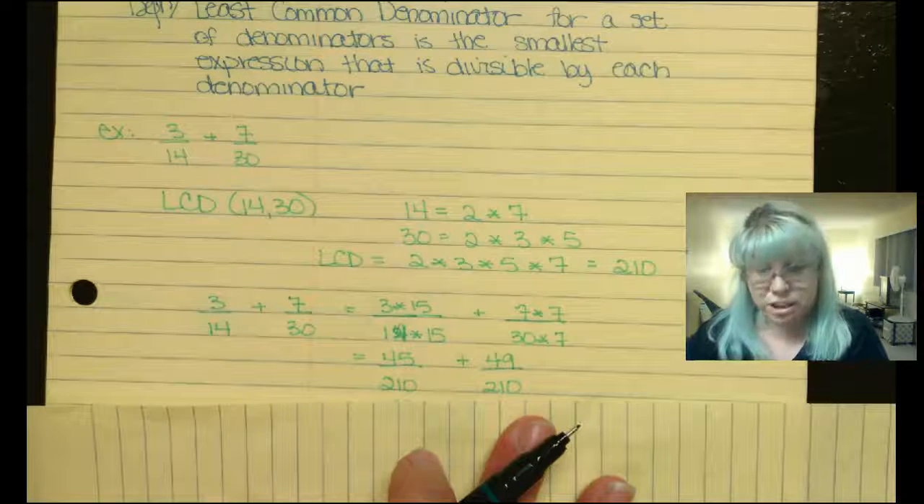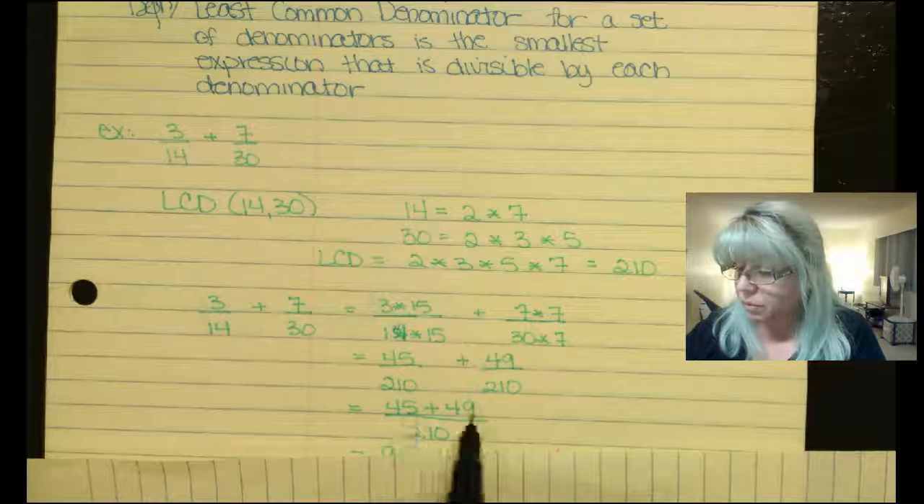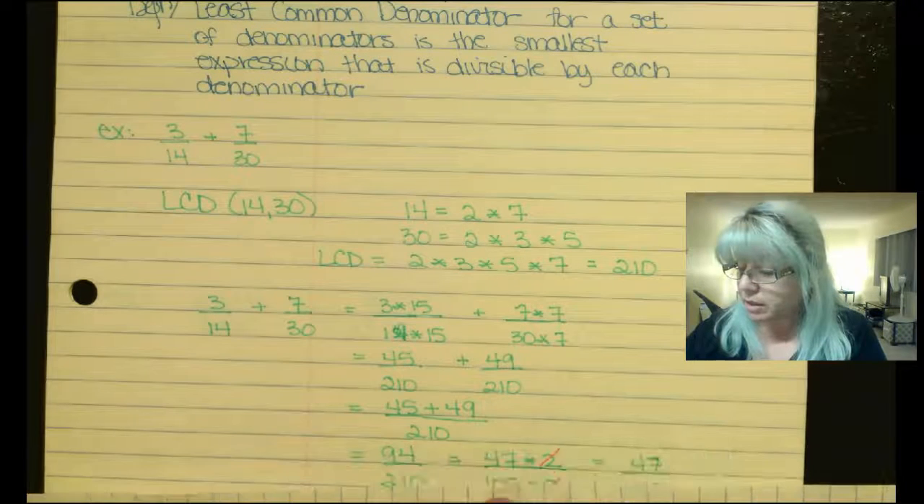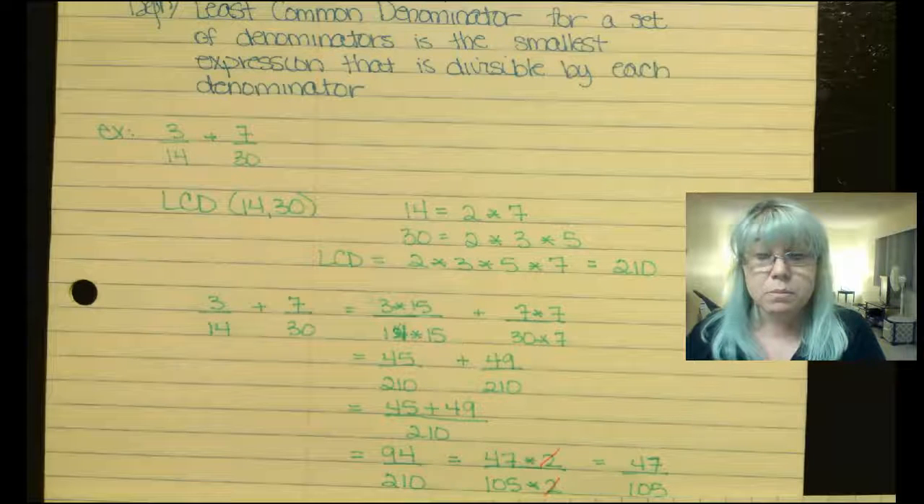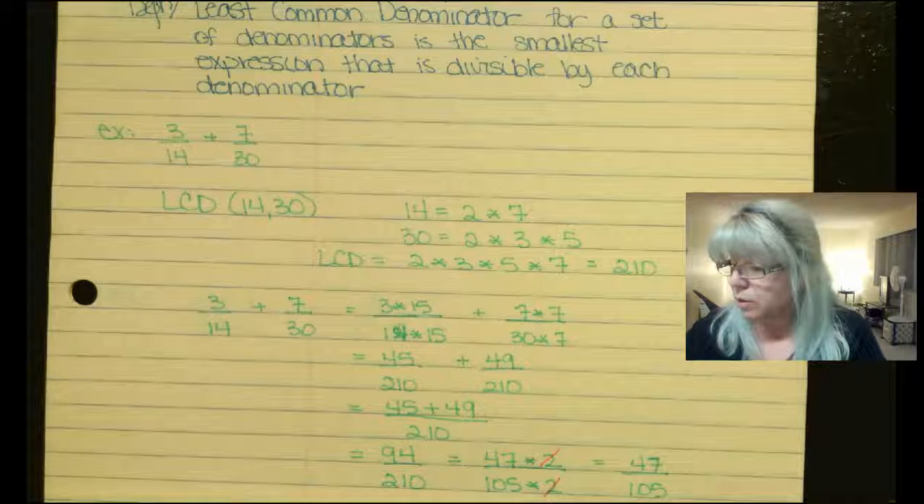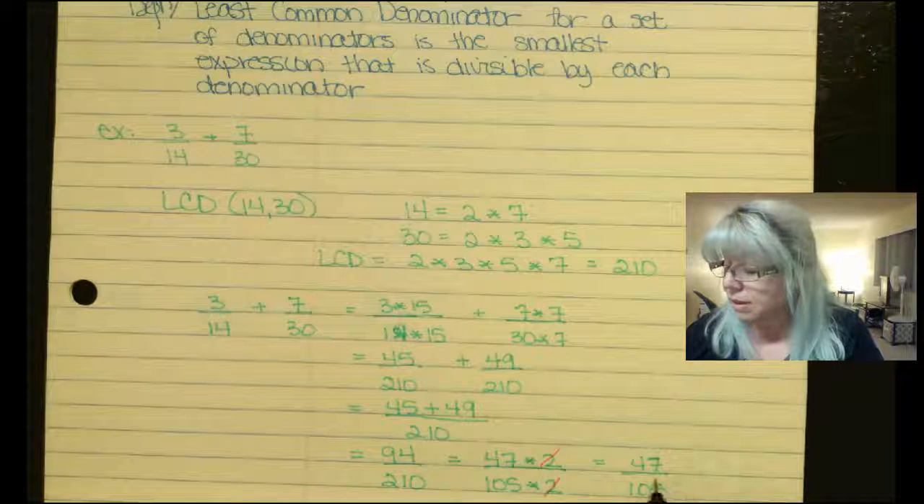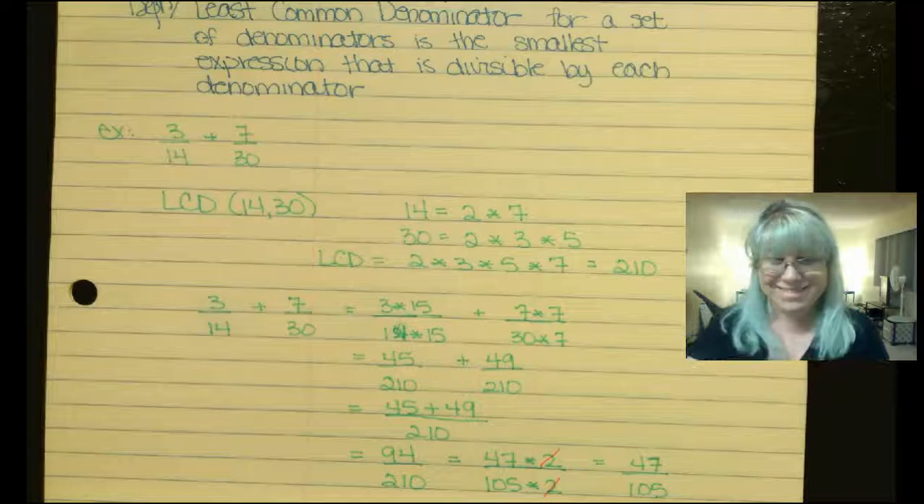Now I can do my addition. They have the same denominator. 45 plus 49 all over 210 will be 94 over 210. But because they're both even numbers, I do know a 2 lives in there. So I can reduce by 2, leaving me 47 over 105.